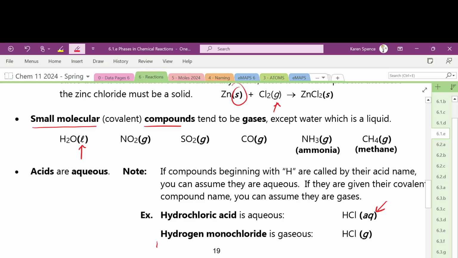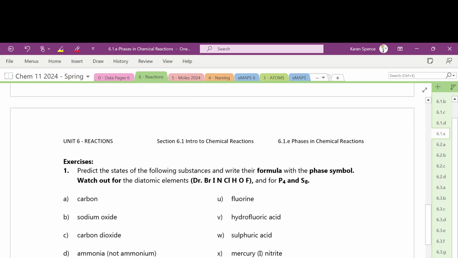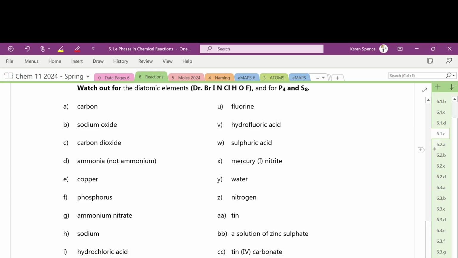If I give you hydrogen monochloride, then you can assume it is a gas. So you can muck about with these if you want to, but it's not required.